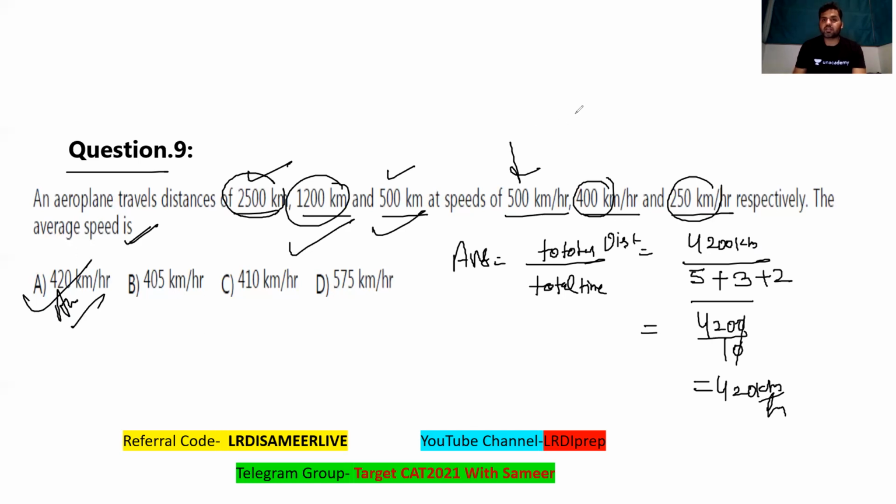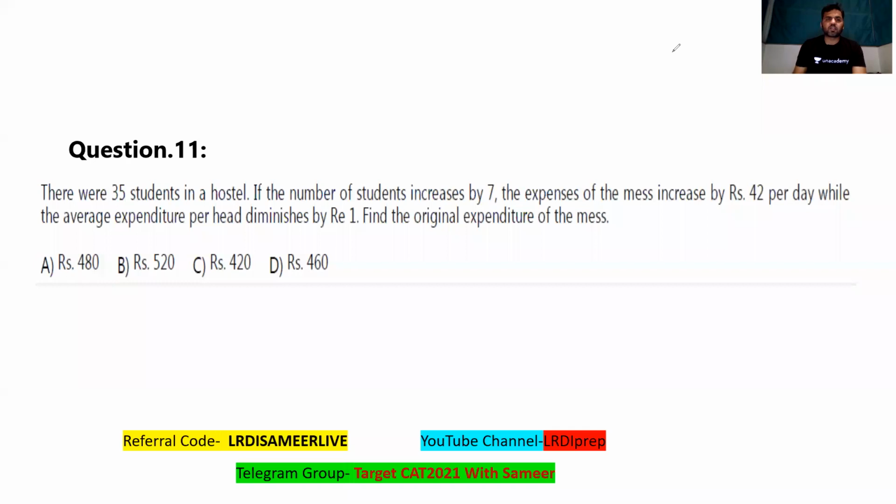Let's move on to question number 10. So guys, the next question is from average and you can straight away solve it. It says that there are 35 students in a hostel. If the number of students increases by 7, the expenses of the mess increase by rupees 42 per day, while the average expenditure per head diminishes by rupees 1. Find the original expenditure of the mess. You can solve this question without making any equation.